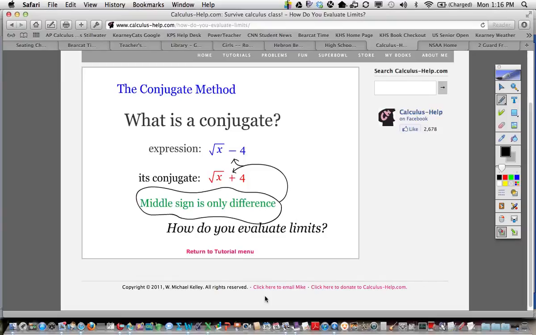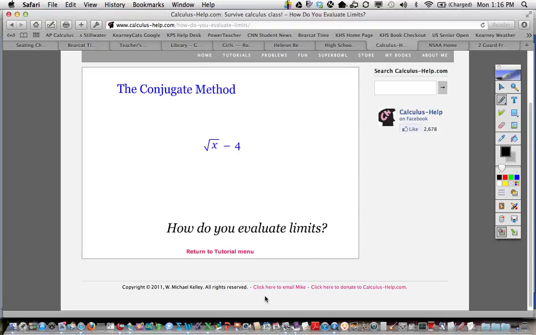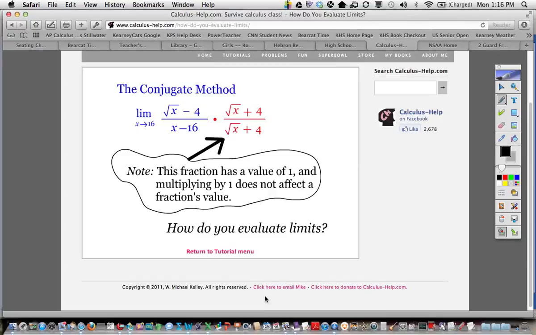Now, what if you see an expression like this in a limit problem? For example, this one is often used. Jot that problem down on your paper somewhere. We're going to use it. The limit as x approaches 16 of the fraction, the square root of x minus 4 divided by the quantity x minus 16. Well, what we'll do is multiply the top and the bottom of the fraction by the conjugate of the radical expression, which, as we said, is the square root of x plus 4.